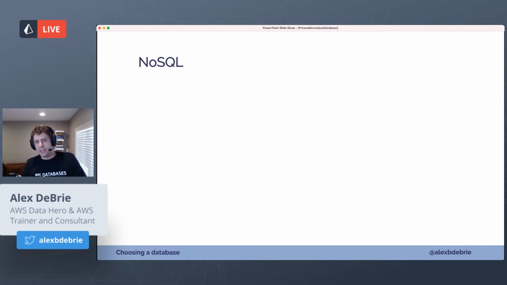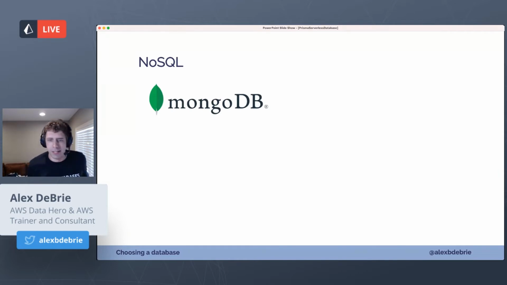In terms of the options that I see in a serverless application, I'm going to put down 4. One is going to be the big NoSQL one that everyone thinks of, which is MongoDB, right?